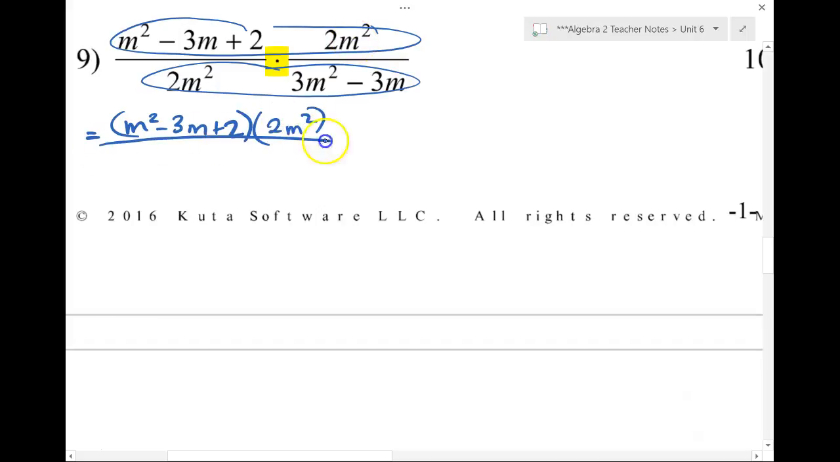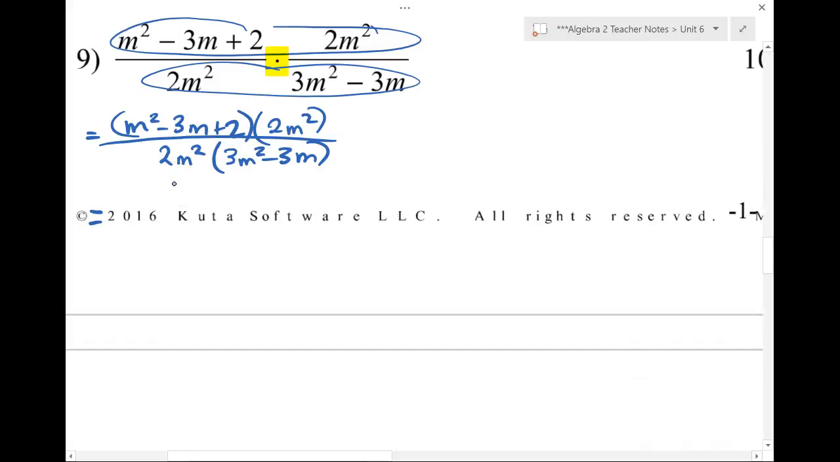And make sure you write that correctly, because it's this whole trinomial, m squared minus 3m plus 2, all of that times this 2m squared. Not plus or minus, or it's not just 2m squared times one of the numbers. It's 2m squared times the whole trinomial. And in the bottom, we have 2m squared times this binomial to the right, 3m squared minus 3m. Now, some of you guys are tempted to multiply, but you don't want to multiply. Okay, don't multiply yet.